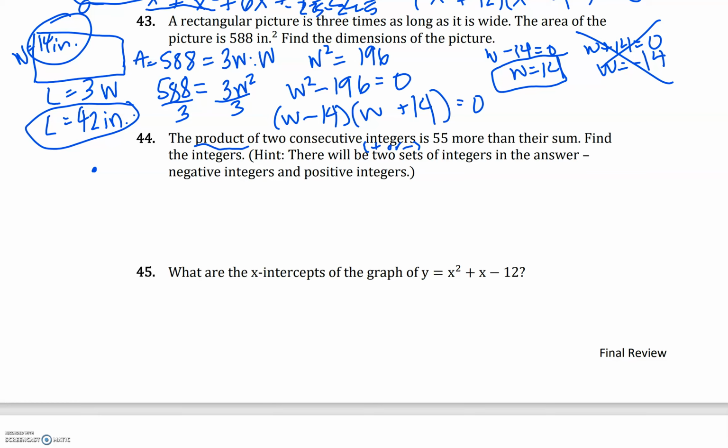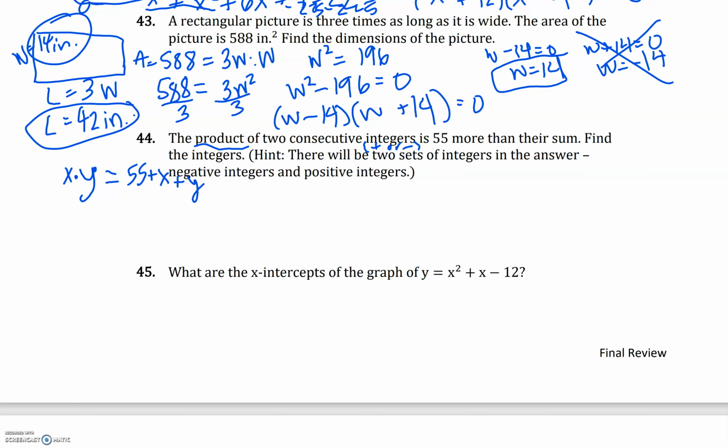So they're products. Let's just call our two integers x and y. So we know the product of x and y is 55 more than their sum. So the sum of x and y would be x plus y. Find the integers, and it gives us this hint. There will be two sets of integers in the answer, negative and positive integers. And we'll look at that when we get to our answers.